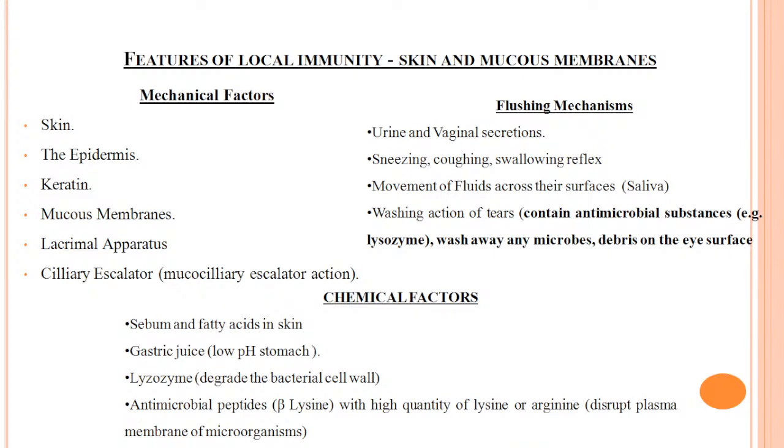Lysozyme, I've started to talk about it, degrades the bacterial cell wall. And there are antimicrobial peptides like beta-defensins, with a high quantity of lysine or arginine, that disrupt the plasma membrane of microorganisms. All these factors are present in skin and mucosal membranes and provide local immunity or local protection of mucosal membranes of nasopharynx, vagina, urethra, or intestine.